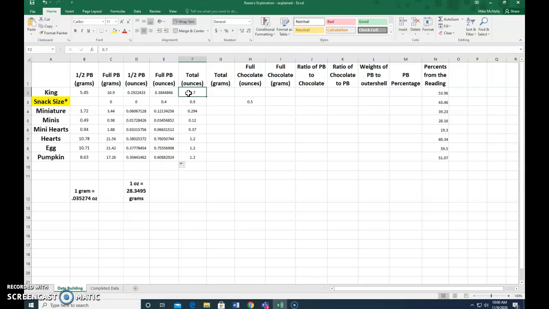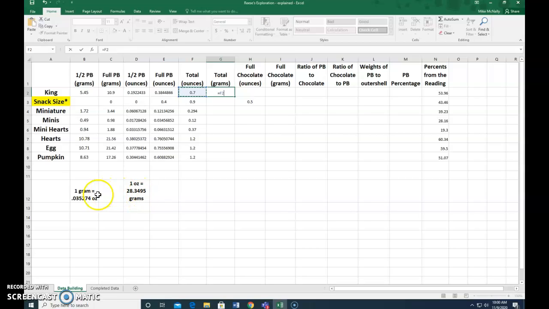We want to know the total amount in grams. Ounces are big. Grams are really, really little. Grams numbers, therefore, are going to be bigger. It's going to take a lot of grams to make an ounce. So how many grams would 0.7 ounces be? We're going to say equal sign. We're going to select that cell. That's column F, row 2. And we're going to multiply it by 28, because 28 is going to make it bigger. These are the two conversions.